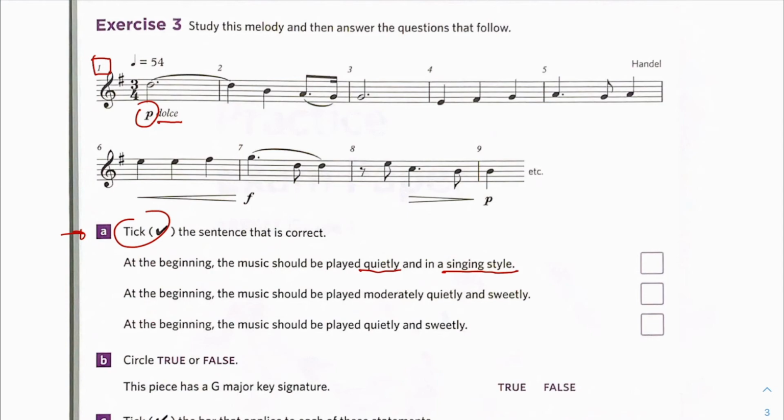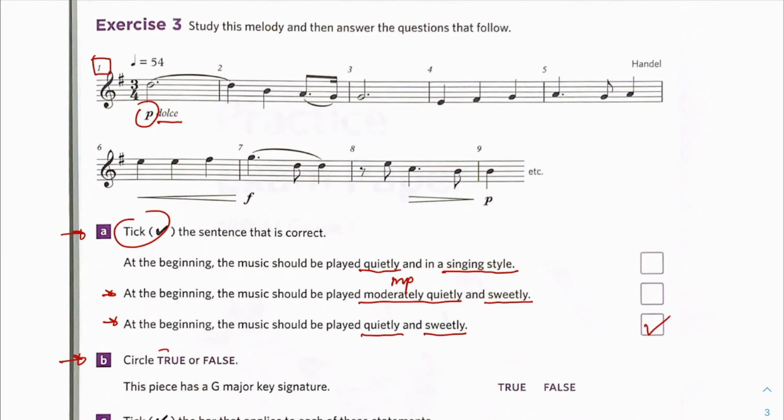Next sentence, at the beginning, the music should be played moderately quietly and sweetly. If it's to be played moderately quietly, we will see the sign MP. However, it's a P in the melody, so again, this is incorrect. Next sentence, at the beginning, the music should be played quietly and sweetly. So P stands for quietly and dolce stands for sweetly. So this is the correct statement.